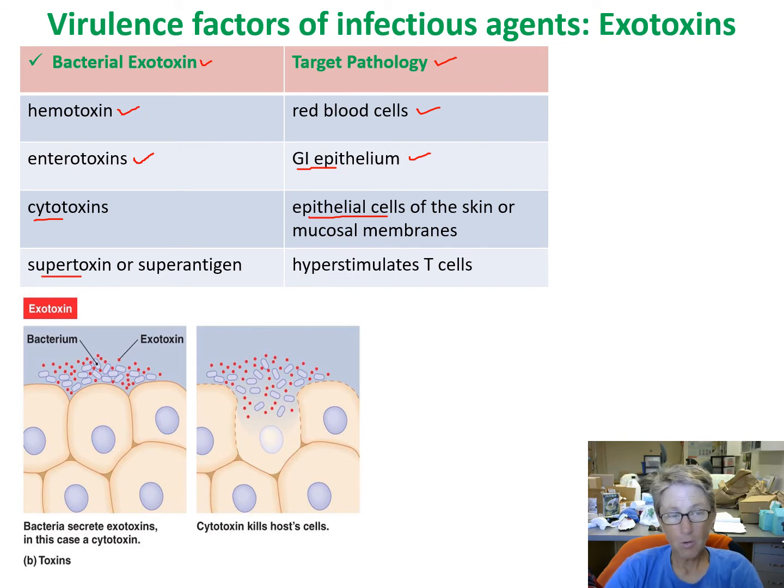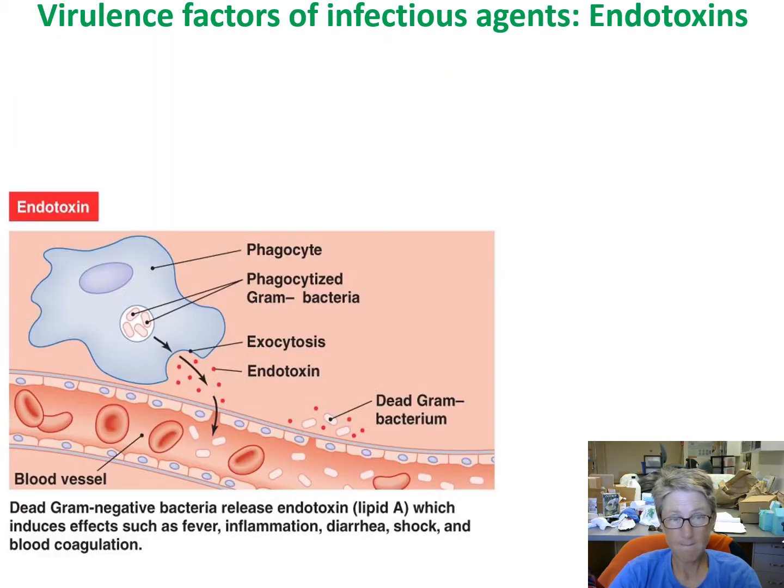And then there's a supertoxin or superantigen that will hyperstimulate T cells. Now, if you've hyperstimulated your T cells and they're cytotoxic T cells, they could go destroy your own cells that aren't actually infected. All right, those are exotoxins.